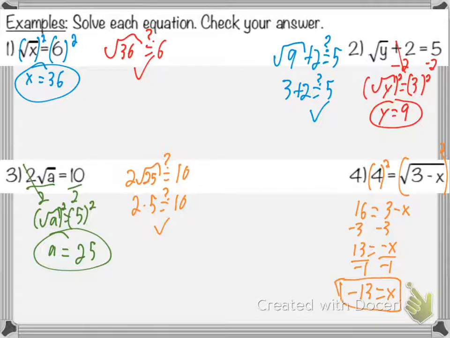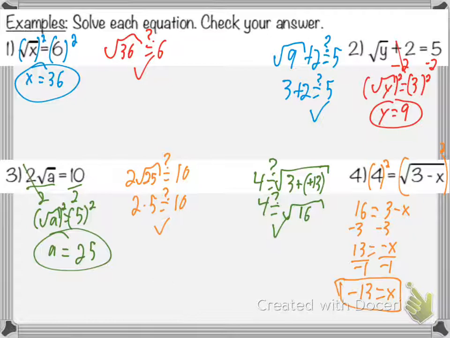Now we plug this back in to check to see if it actually works. 4 equals the square root of 3 minus negative 13. Well, double negatives there, so you change it to add, or keep change as we often know it. 4 equals the square root of, well, 3 plus 13 is 16. Yep, 4 is the square root of 16, so it worked out.